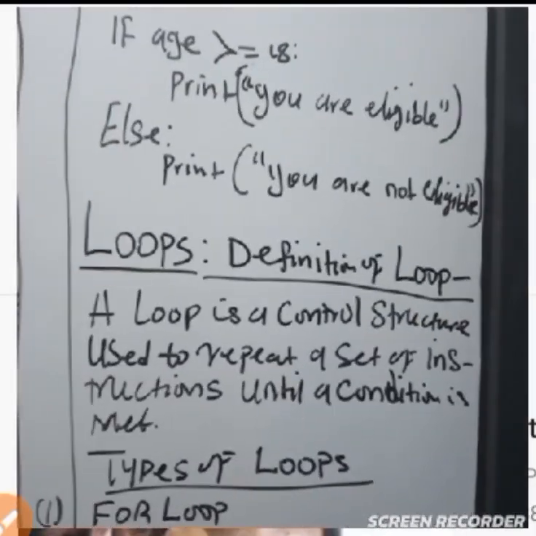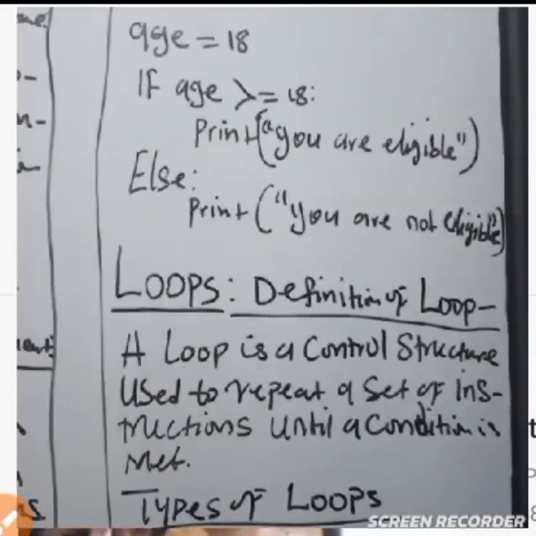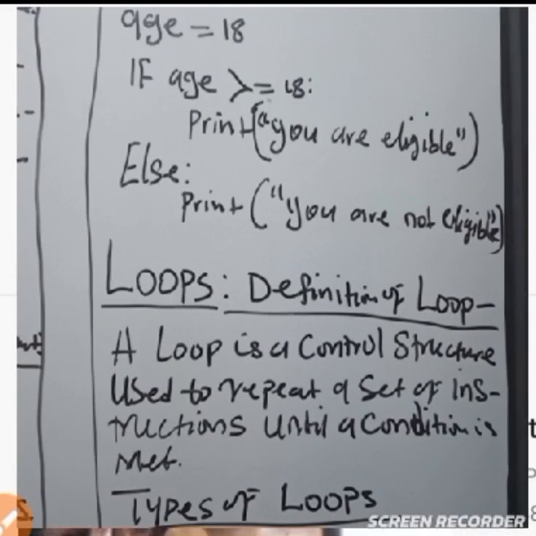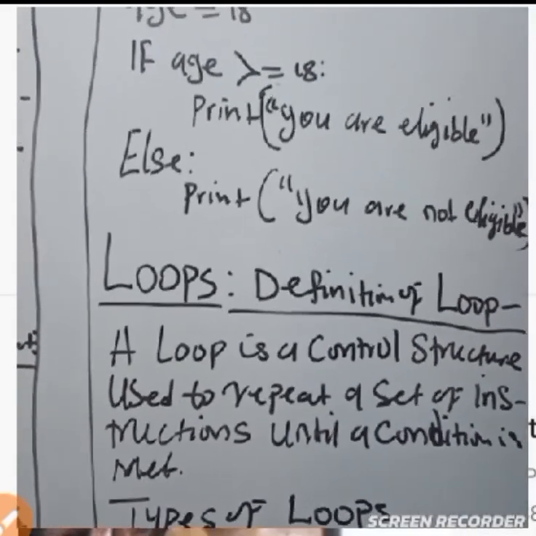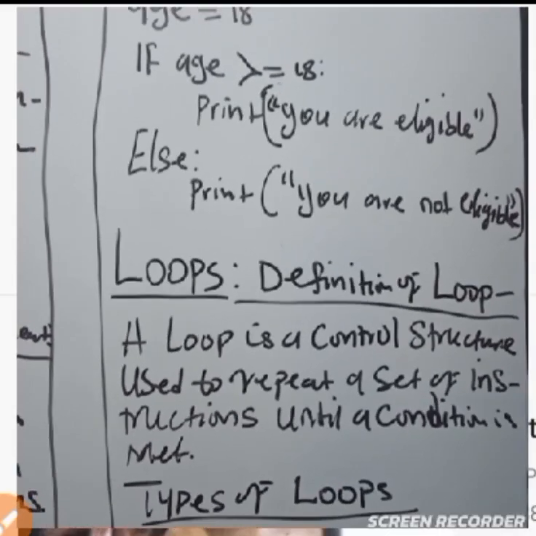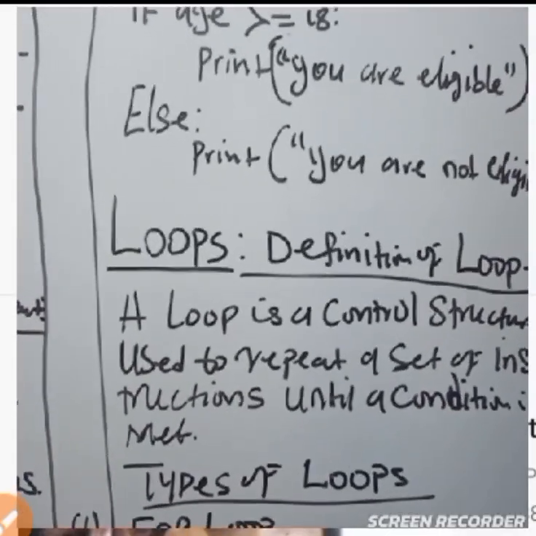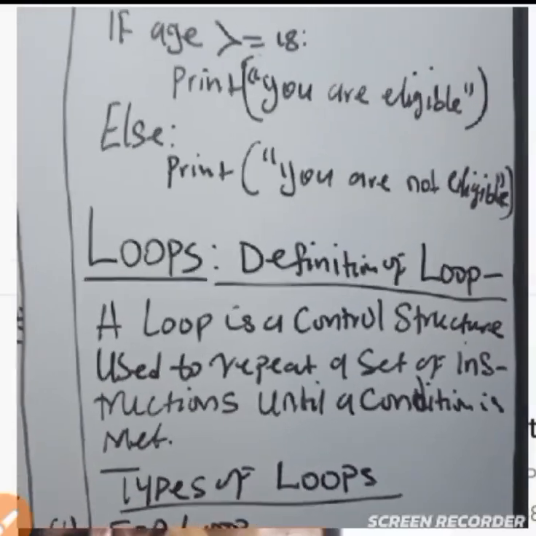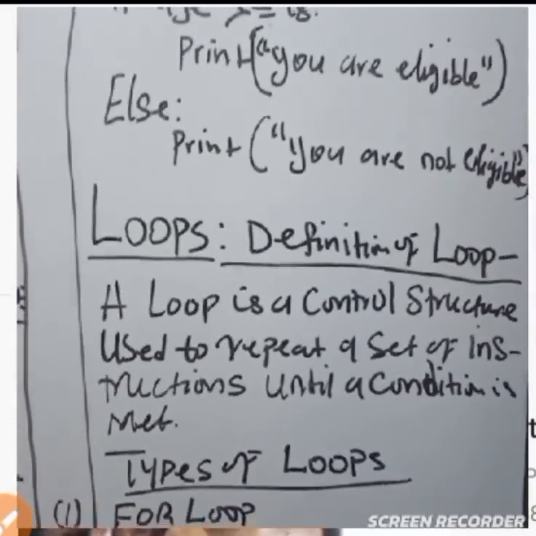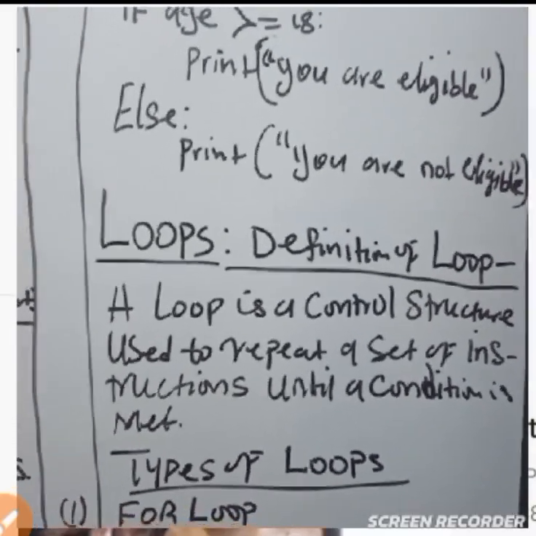So that is how an if else statement is used in a program. The condition here is age greater than or equal to 18. If the condition is true, the first message is displayed. Otherwise, the second message is displayed.